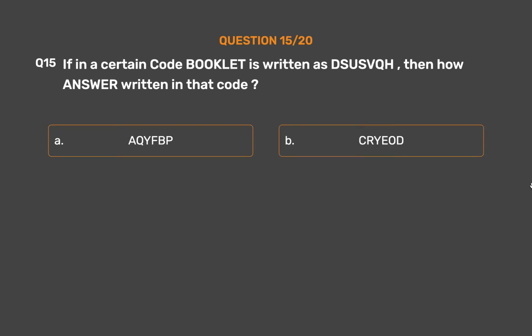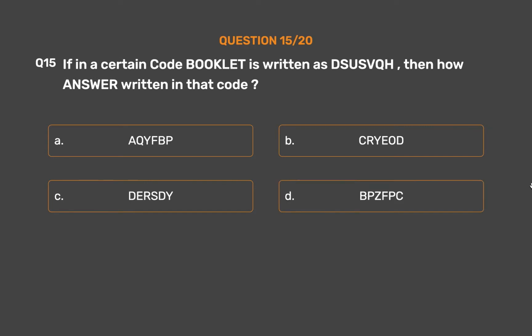Option A. Akif. Option B. Crowd. Option C. Option D. BPZFPC. Option E. None of these.